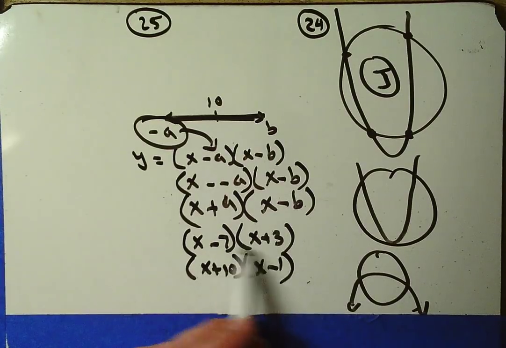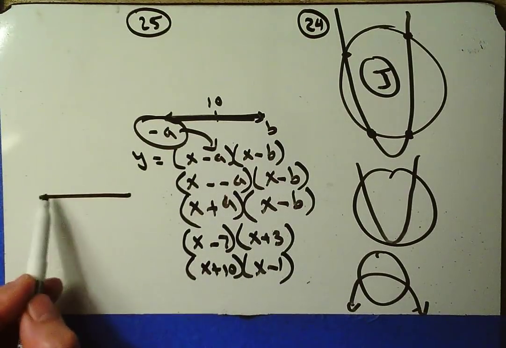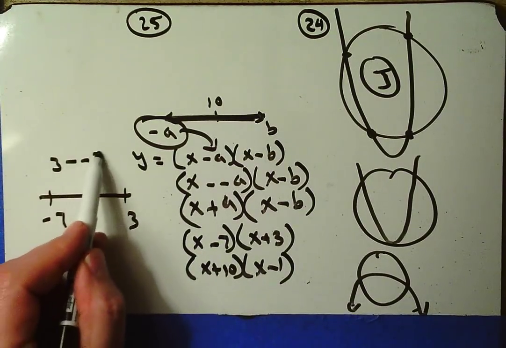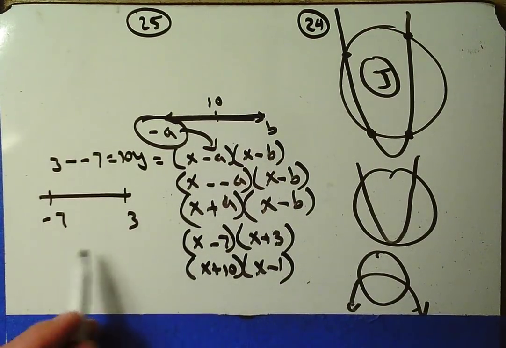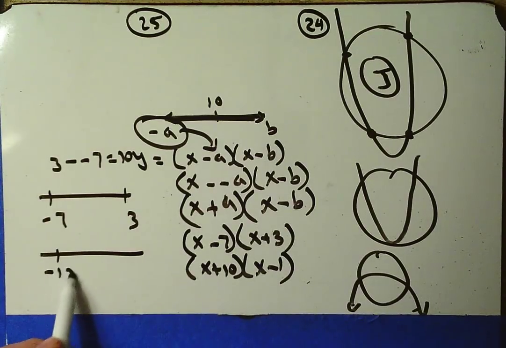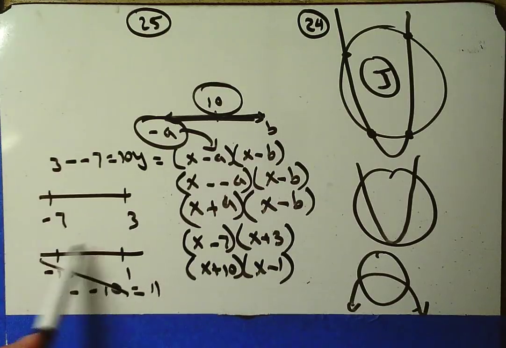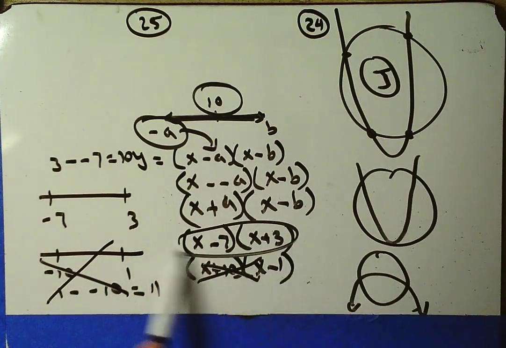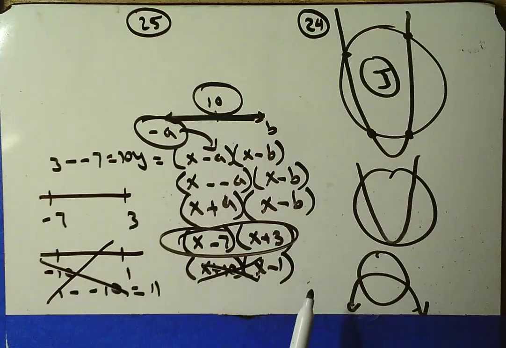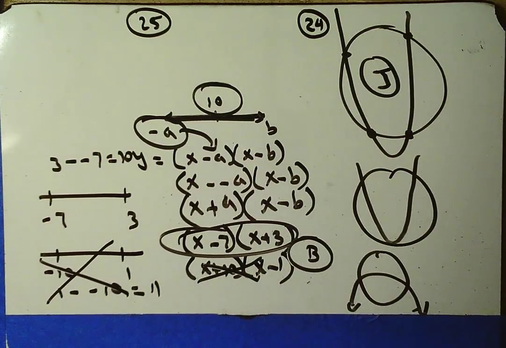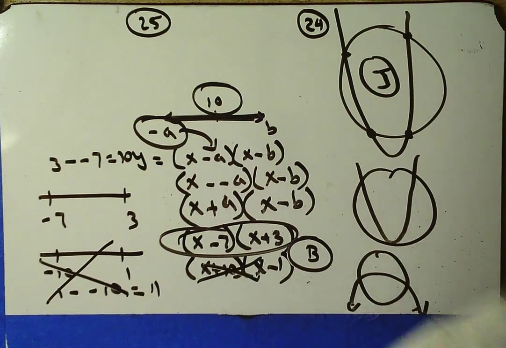Well, what's the distance between these points? From negative 7 to 3 is 3 minus negative 7, or 10. Whereas here, I have negative 10 and 1. 1 minus negative 10 is 11. We were told the distance between the 2 points had to be 10, so this can't be my answer. This has to be my answer, and that corresponds with choice B. Choice B for number 25.